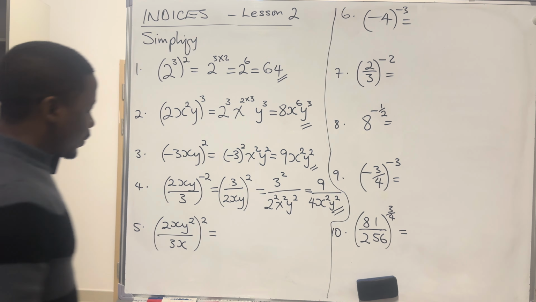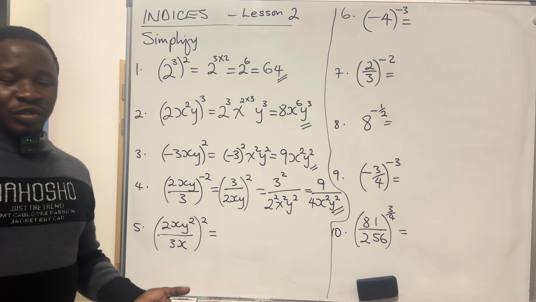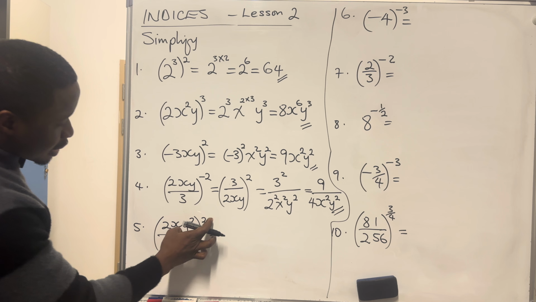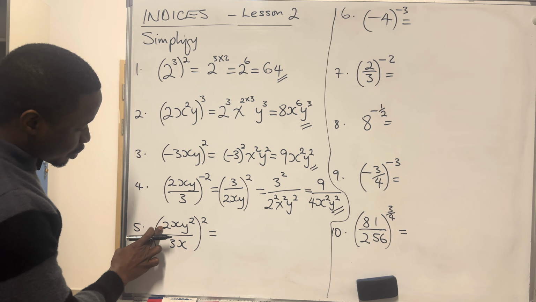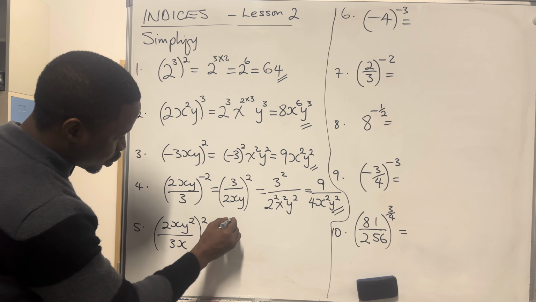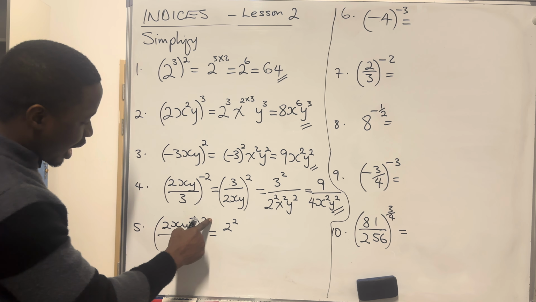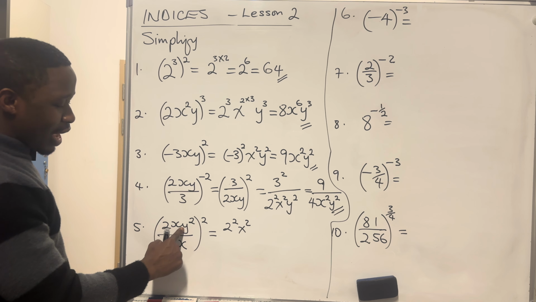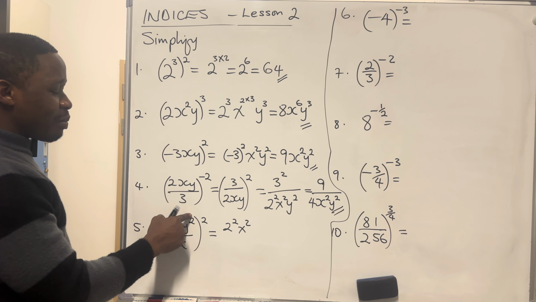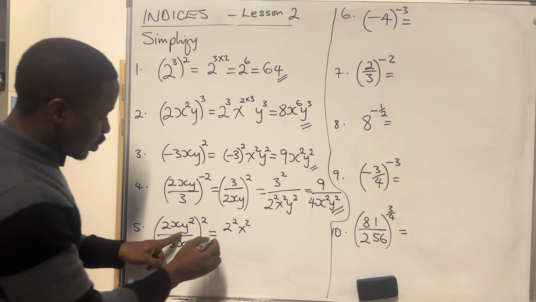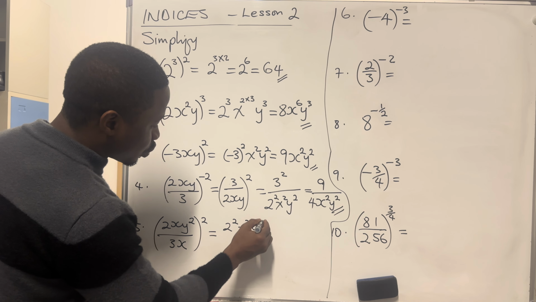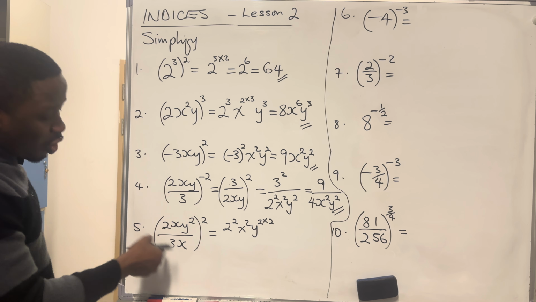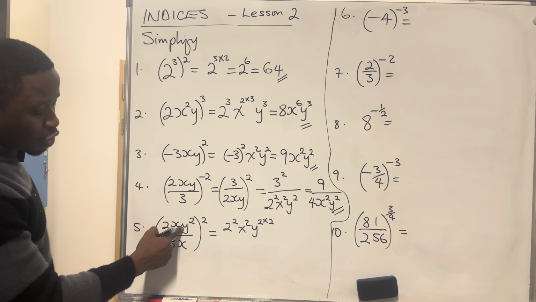Okay. The power is not negative, so we don't swap anything here. So what do we do? This power affects 2 to give us 2 squared. This power affects x to give us x squared. This power affects y, and y also has another power inside affecting it. So now y has 2 times 2, the one inside and the one outside. The one outside is for all of them, and the one inside is for just the y.